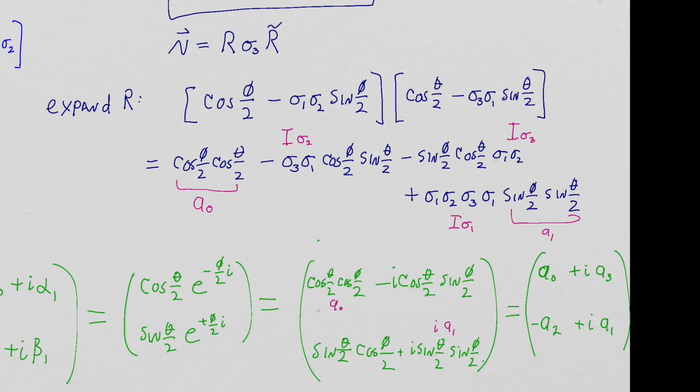And then we'll look at this term here. We have minus cosine phi over 2 sine theta over 2. Well, here we have cosine phi over 2 sine theta over 2, but without a minus sign. So we'll call this, just the real number part, with a minus sign, we'll call that A2, and then we'll have to call this minus A2, right?